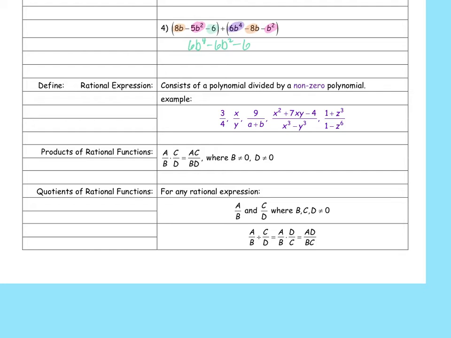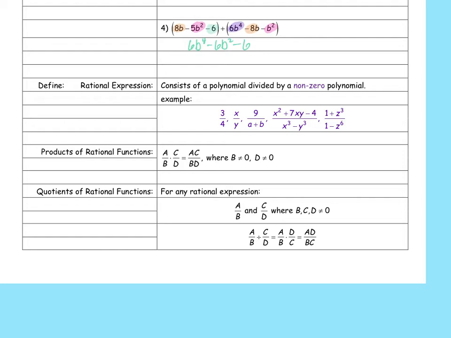A rational expression consists of a polynomial divided by a non-zero polynomial. Examples are 3/4, x over y, 9 over a plus b, x squared plus 7xy minus 4 over x cubed minus y cubed, 1 plus z cubed over 1 minus z to the 6th. Those are all rational expressions. So basically we're dealing with fractions everywhere and exponents everywhere today and, well, for this whole unit.